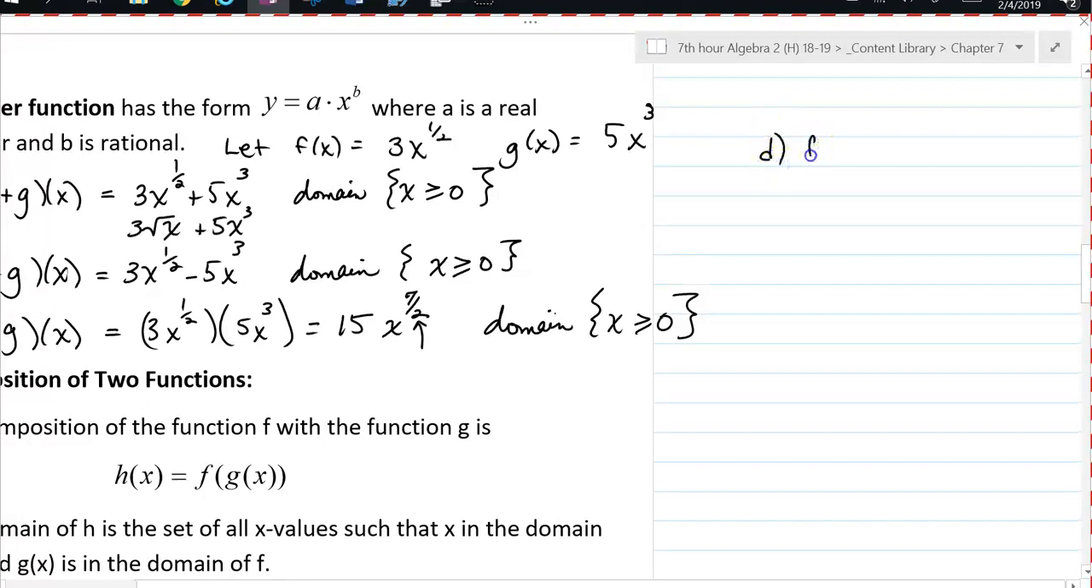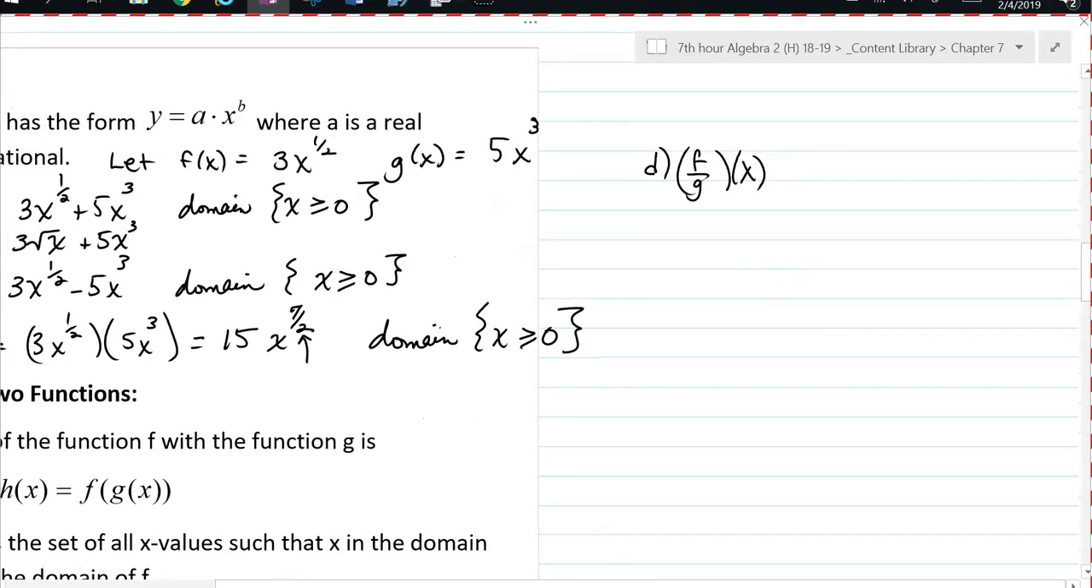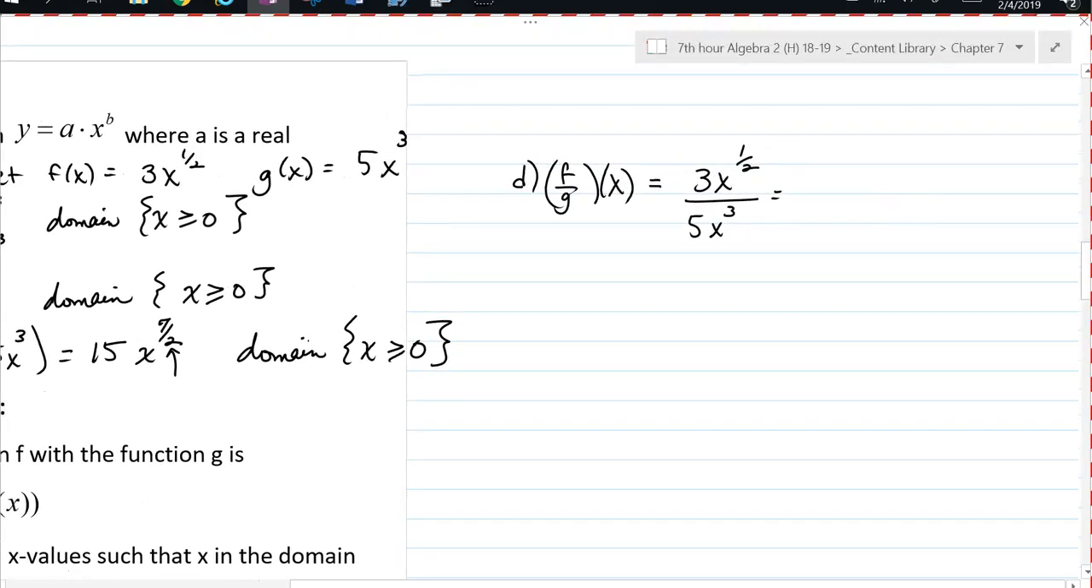And lastly, we want to do f divided by g. Notice the notation. I could write f of x divided by g of x, or I could write f divided by g of x. Either way means the same thing. So I'm going to write 3x to the 1/2 divided by 5x to the 3rd. In this case, since we have just one term, we can go ahead and divide these. I've got powers that have the same base, so I can keep the base and subtract my exponents. So 3 divided by 5 is 3/5, and I get x to the 1 over 2 minus 6 over 2, which is negative 5 over 2.